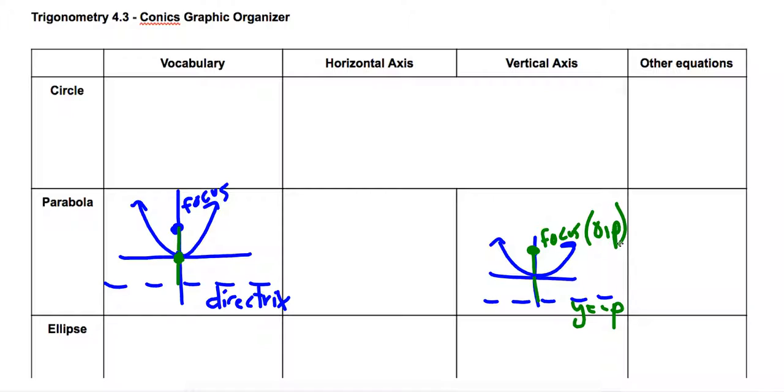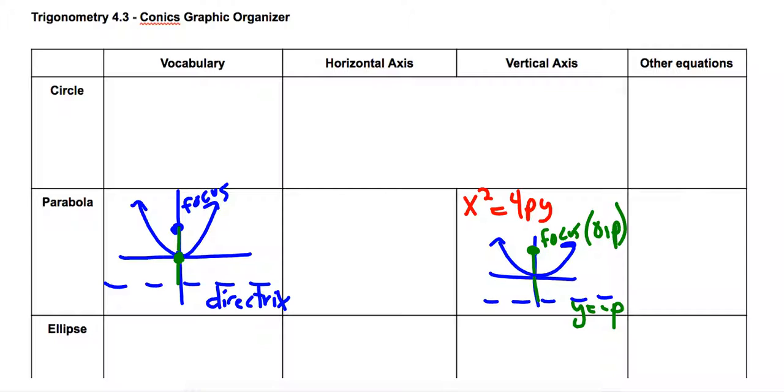Now, using that information, we can create an equation. So this is what we call the standard form, and this is x squared equals 4py. Now, we don't usually write parabolas like this. Usually we solve for y, but this particular form highlights that quantity p. So it's very easy to find the focus and the directrix from this.